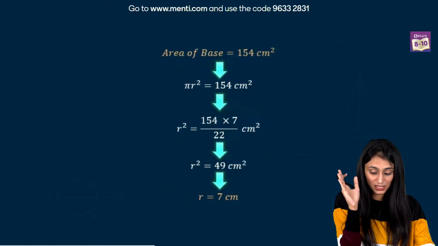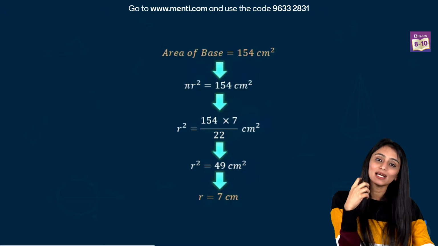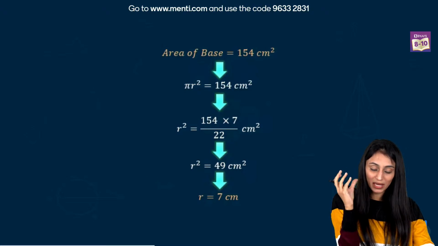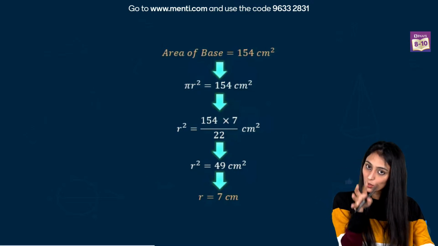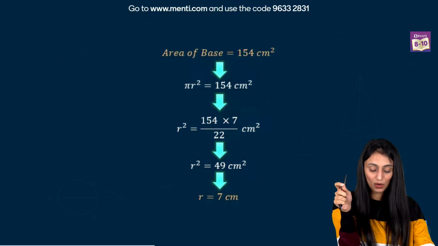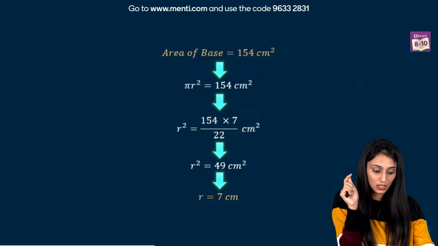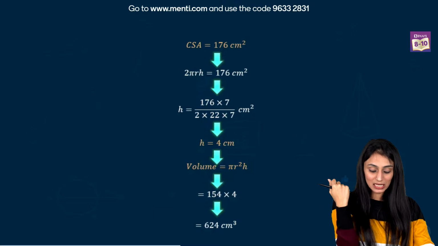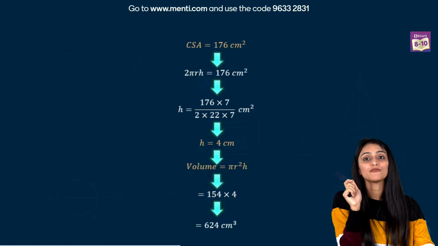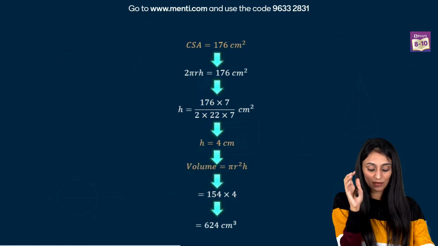Area of base is given, that's 154 centimeter square. We are talking about a cylinder, so its base area is basically a circle. That's pi r square. Substitute all the values. From here you get r square as 49, so r would be 7 centimeter. So you got the radius. Now curved surface area is 176 centimeter square. Curved surface area for a cylinder is 2 pi rh. Put everything here, the radius, pi value, and from here you get the height, that is 4 centimeter.